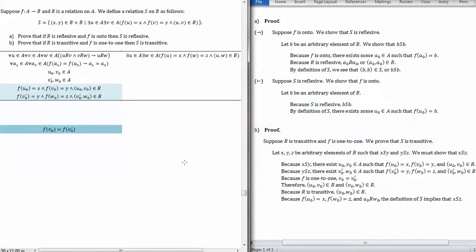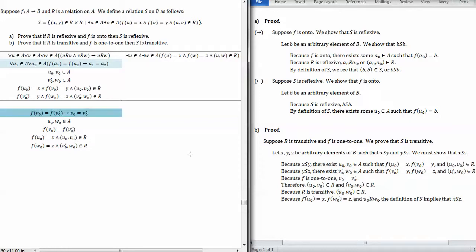From all this, we can conclude that, well, look, we're just saying that v naught maps to y and v naught prime also maps to y, and so they're both equal to y. They're certainly equal to each other. And okay, we also have from these same two statements that u naught maps to x and w naught maps to z. Okay, and these guys are related. We're going to need all that.